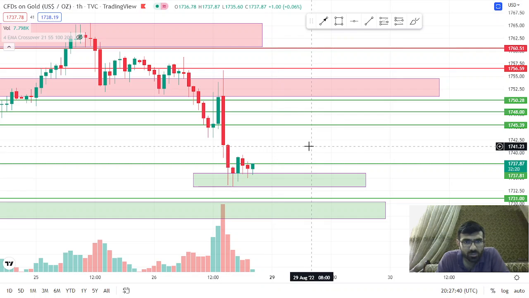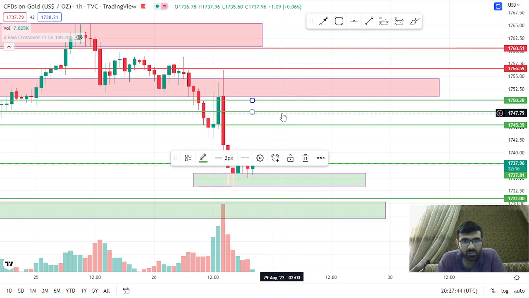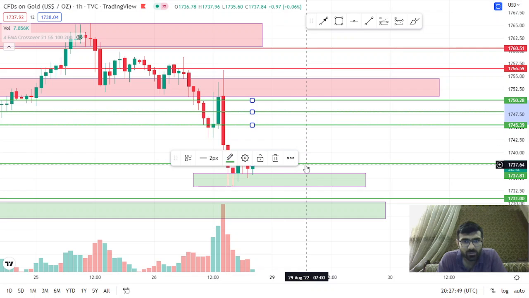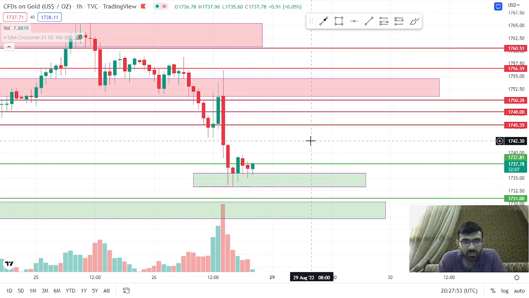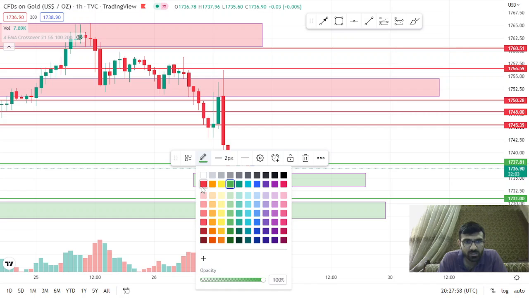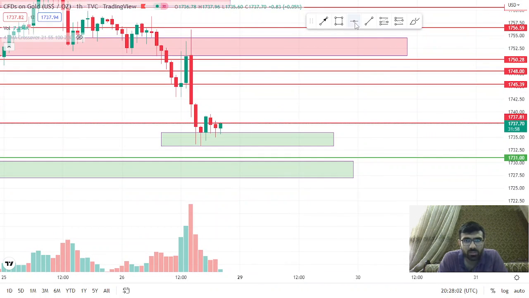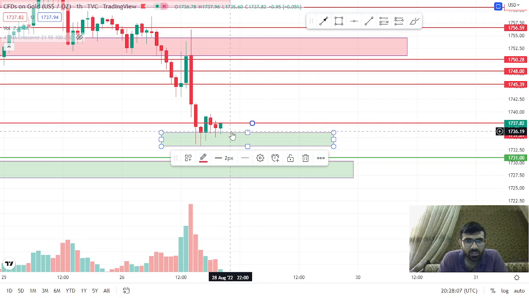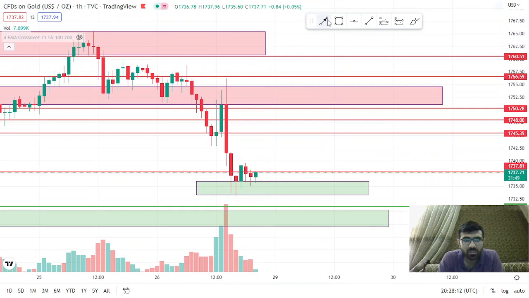Okay, so now let's come on to the possible trades that could be executed for us. Okay, now let me mark all these areas as red as these are acting as resistance. Even this area is now acting as a resistance area. Okay, so now let me just make a few arrows so you guys can clearly have an idea of what I am trying to say.